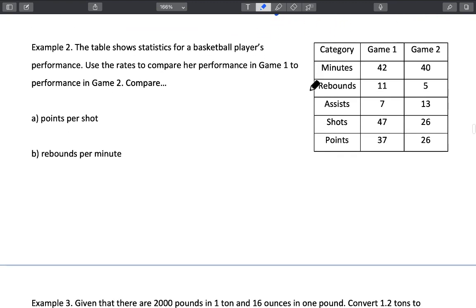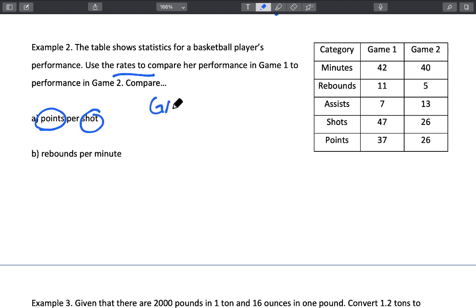In example 2, we see that there's a table that shows some statistics for a basketball player's performance. We want to use rates. Rates, remember, are quantities of different units, to compare the performance of game 1 to the performance of game 2. So here's the first rate we're going to take a look at, the quantity of points per shot.